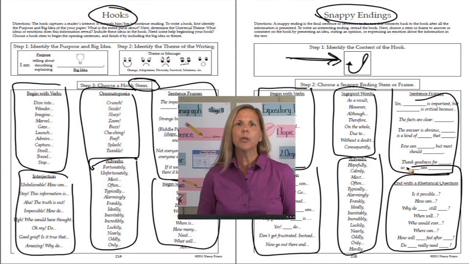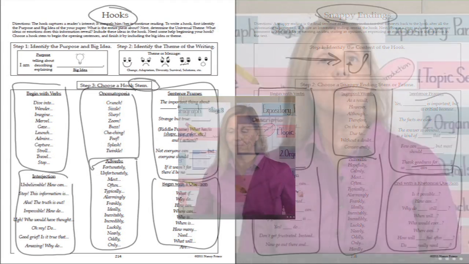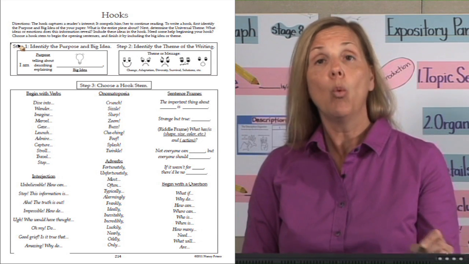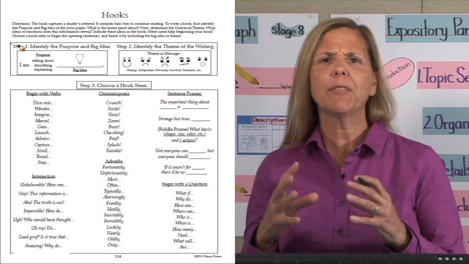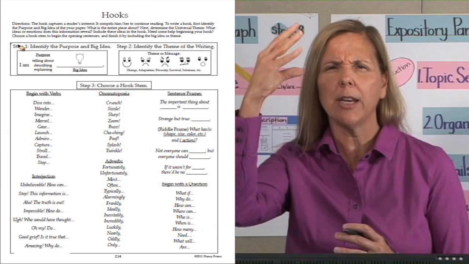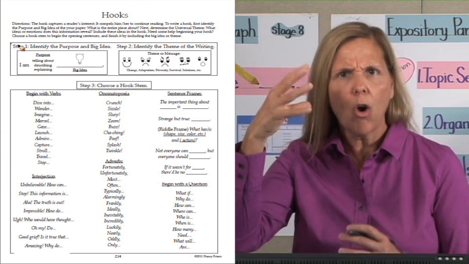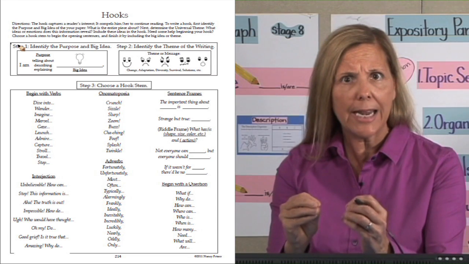Let's now walk through how we can create hooks and snappy endings using stem pages. Grab a blank piece of paper and we'll get started. We'll start with our hooks. The first thing we need to do is, when we are planning a hook, we have to make sure that the children keep in mind what's the big idea about the hook. What is it that we are going to lead our reader into?